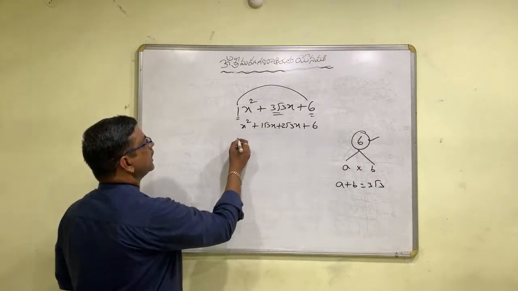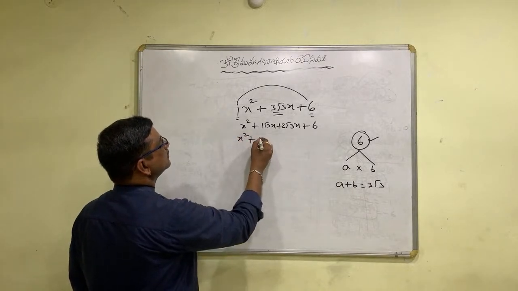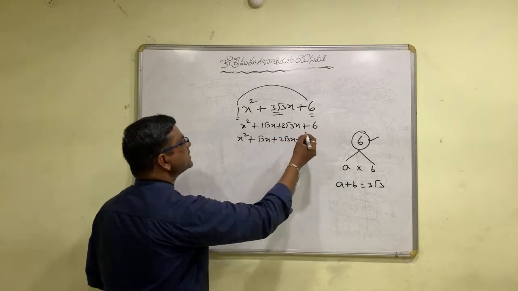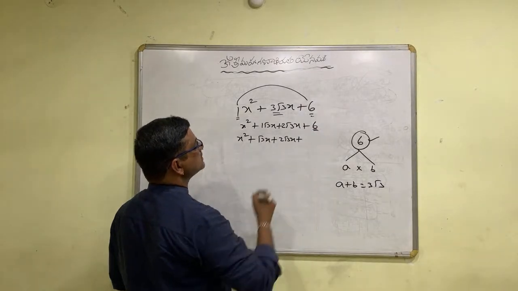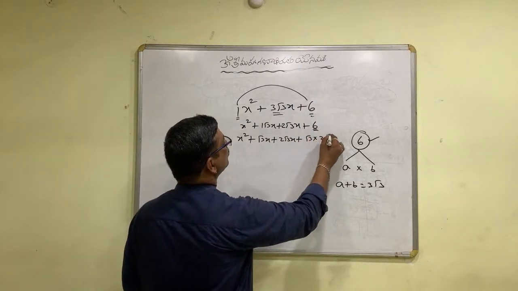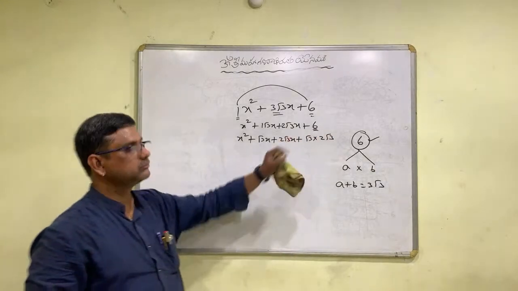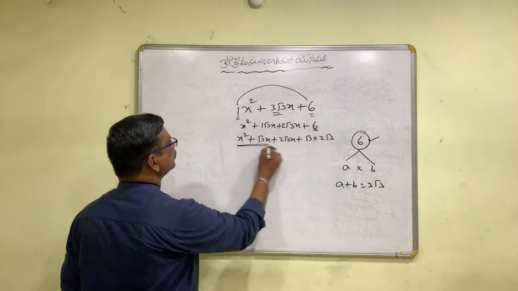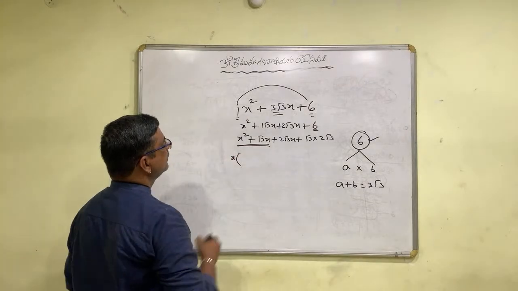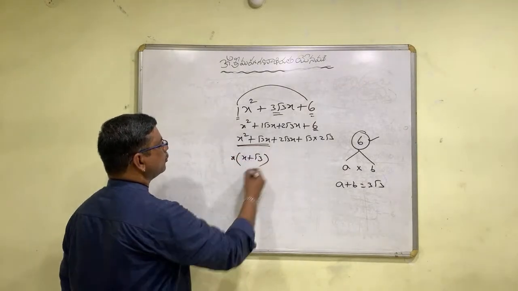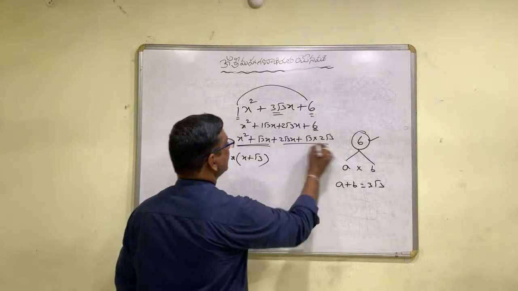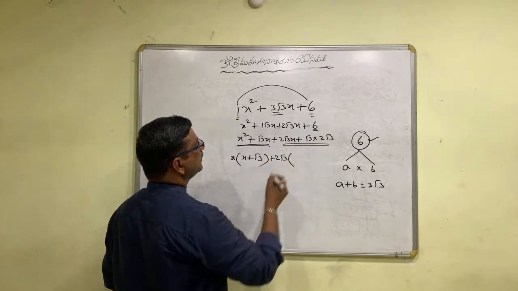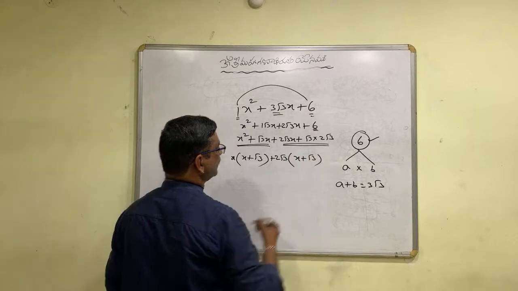Right. Now x square plus root 3x plus 2 root 3x plus 6. What I will do is write this 6 as root 3 into 2 root 3. Here also, root 3 into 2 root 3 is 6. Now, from the first two terms, I can take x common, remaining is x plus root 3. And from the last two, I will take 2 root 3 common, remaining is x plus root 3.